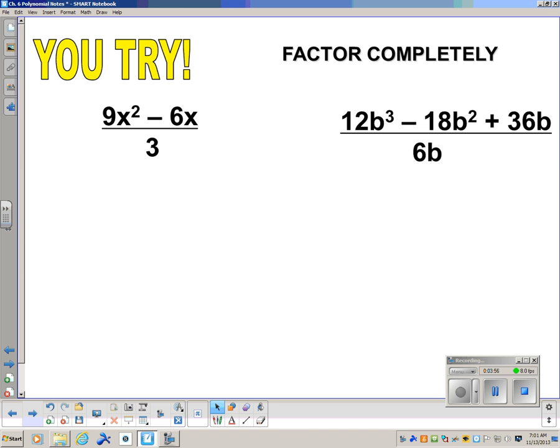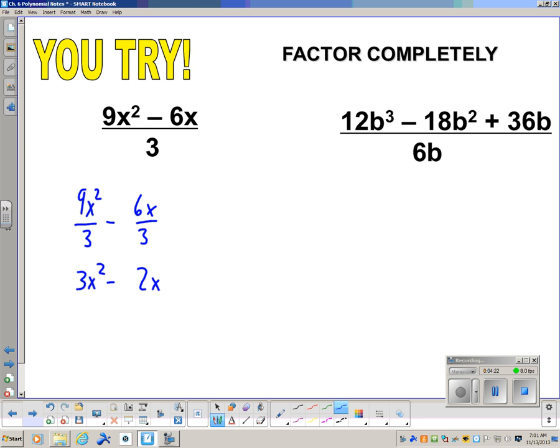All right. So going ahead to do this one right now, we can take 9x squared there and divide by our denominator there. I could take 6x divided by our denominator. 9 divided by 3 there is just 3, and I still have my x squared left. 6 divided by 3 there is 2, and I still have my x.